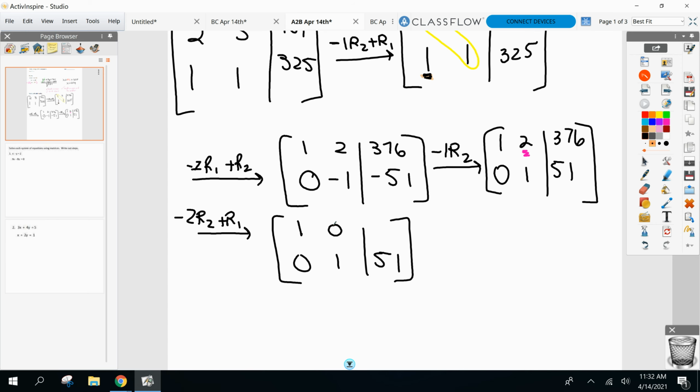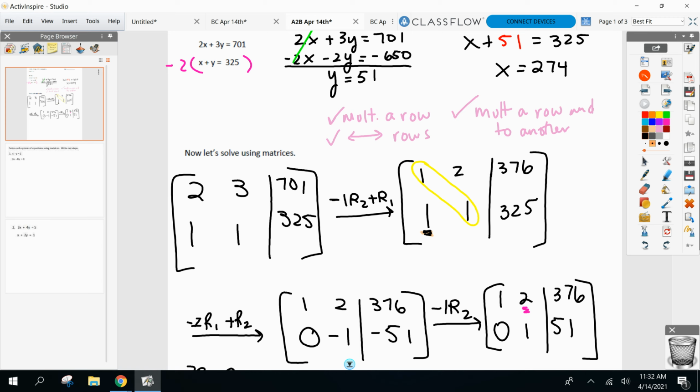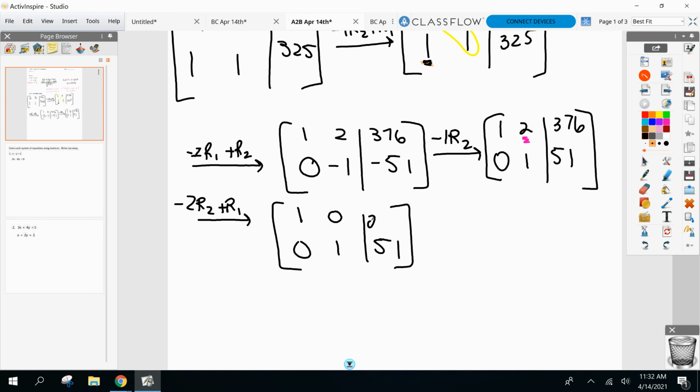Wait, oh no, wait. Because I'm taking away... Why do I keep saying the wrong number? Okay, ready? -2 times 51 is -102. And then add that to 376. Somebody help this poor kid out. It's 274. And look what we ended up with. X equals 274. Y equals 51.